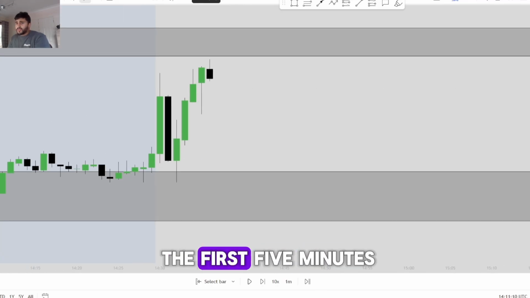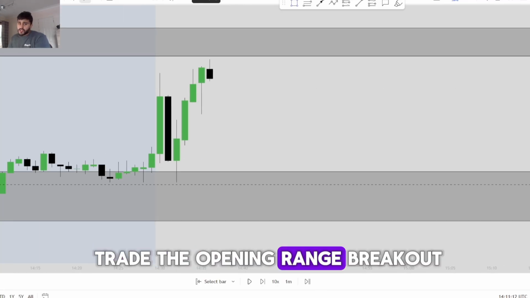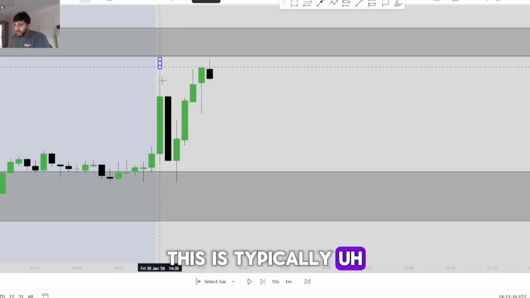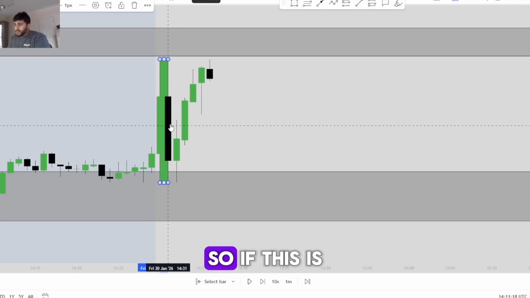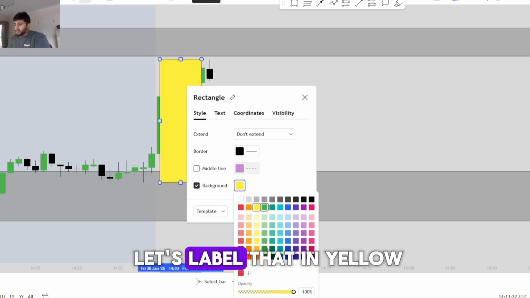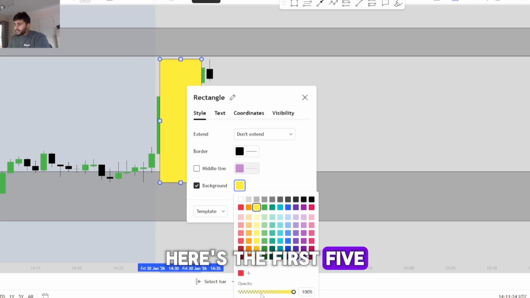So here we have the first 5 minutes. For those who trade the opening range breakout, the ORB, 5 minute or 15 minute, this is typically what you want to be looking for. The first 5 minutes is 9:30 to 9:35. Let's label that in yellow. Here's the first 5 minutes.